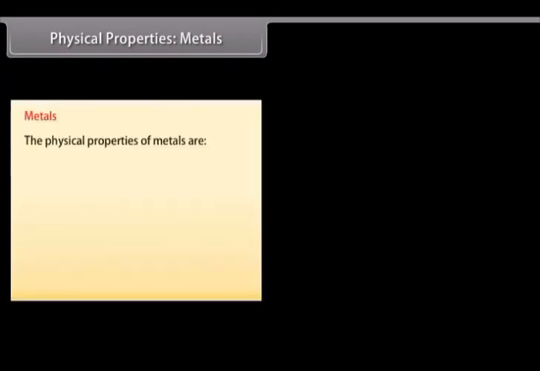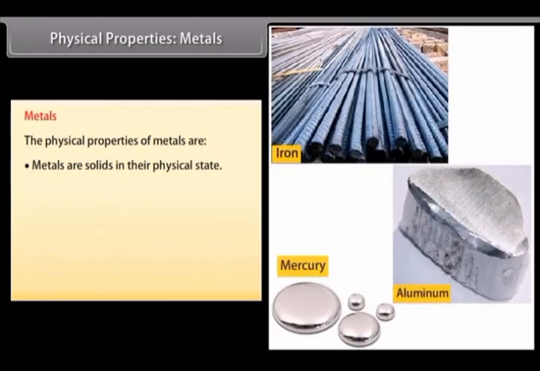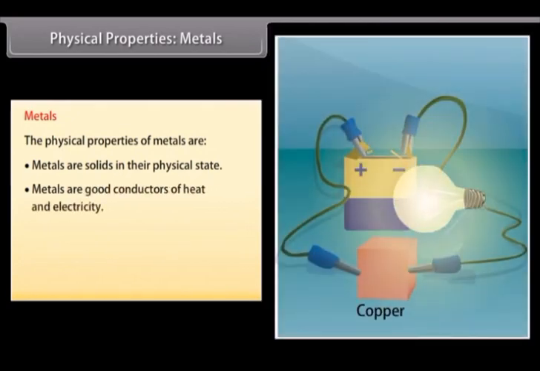The physical properties of metals are: physical state. Metals are solid at room temperature. For example, iron, aluminium. Only mercury is a liquid metal. Good conductors of heat and electricity.